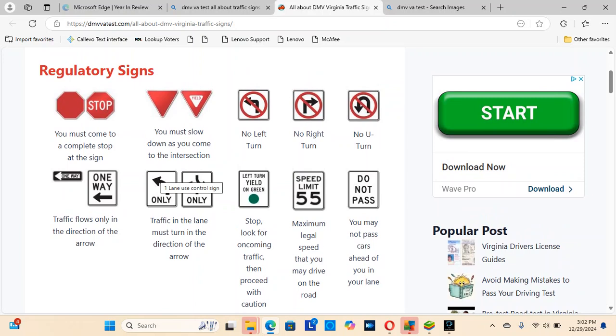These are only signs. You can only go in one direction. This says left. You can only go into a lane that goes left. Okay, a lot of times you'll pull up to an intersection and you'll have to be in the right lane to either go left or go right. Okay, this one here says that you can go left, but there's going to be oncoming traffic going the opposite direction. The left turn yield on green sign. Now this means that you have to stop and look for oncoming traffic and then proceed with caution as you're taking a left turn.